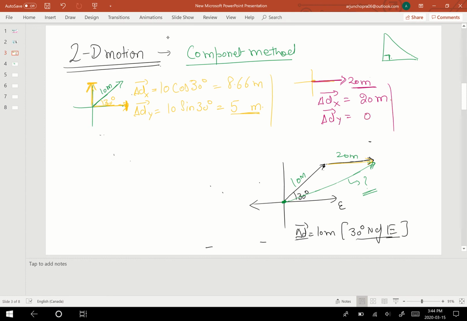And I can do it mathematically also. Here I'm going to put 20 cos of 0 degrees, and here I'm going to put 20 sine of 0 degrees. When you calculate this value, this comes out to be 0, and this comes out to be 20, because cos 0 is 1.